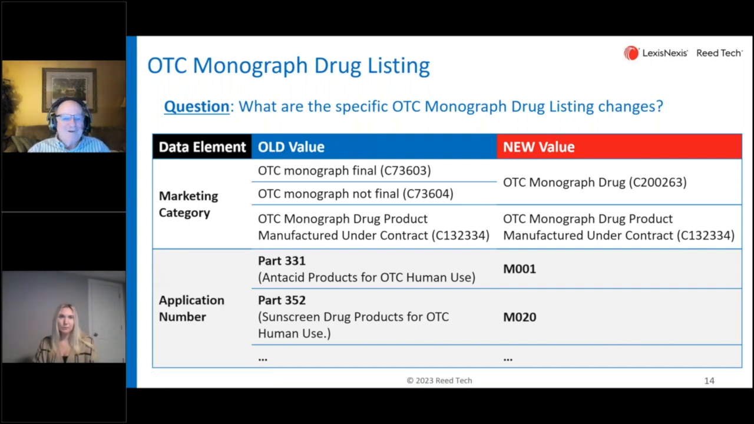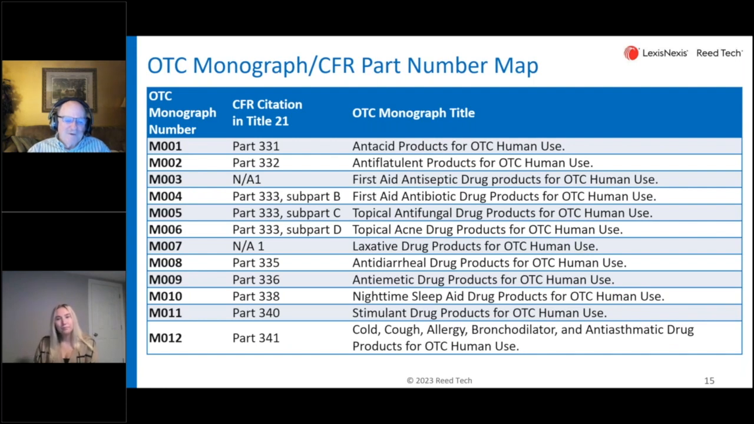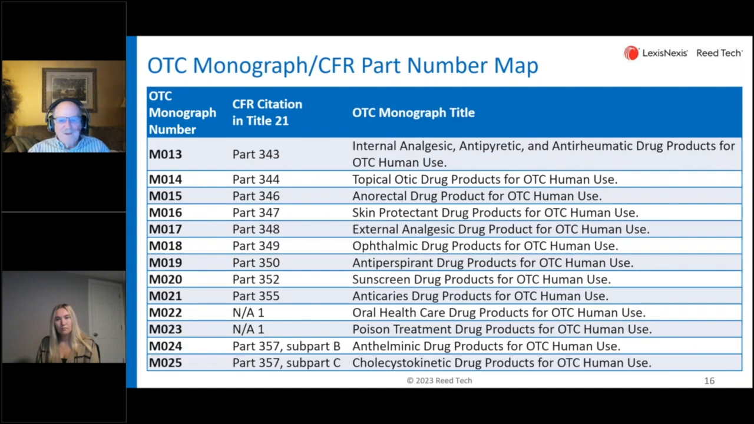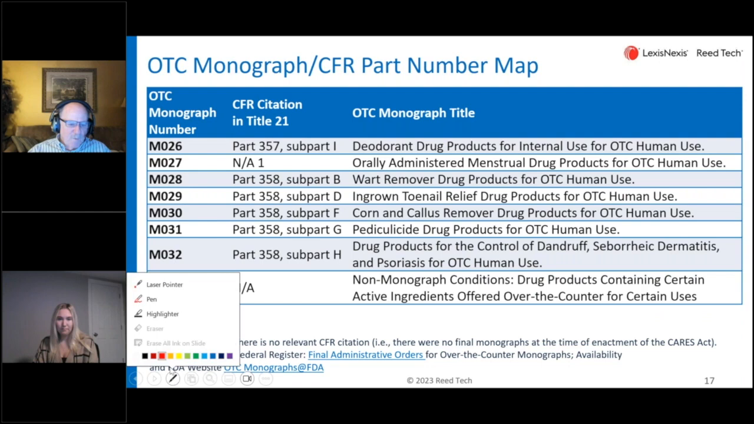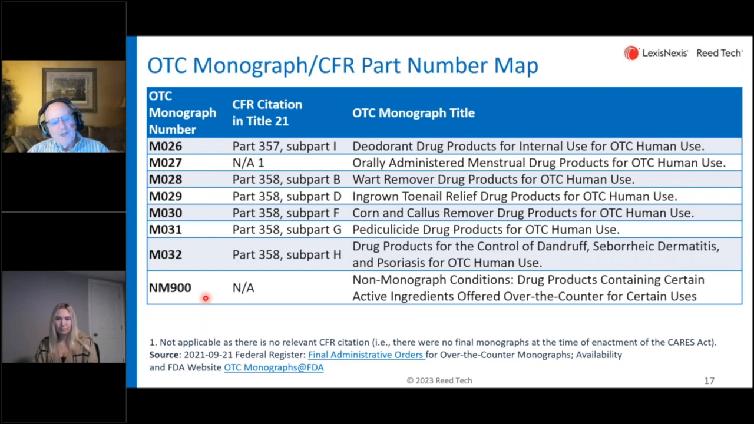We're not going to spend any time on those, but you can find your part number in the second column and the corresponding OTC monograph number on the left-hand column, and we'll just work our way through page 2 and page 3. Now we're at the bottom. There's one that I want to highlight, and it's this one down here on the bottom, NM900. And that caught my eye. It's like, wait a minute, that looks like a different format than all the others. And sure enough, it points to a different type of entry in this list.